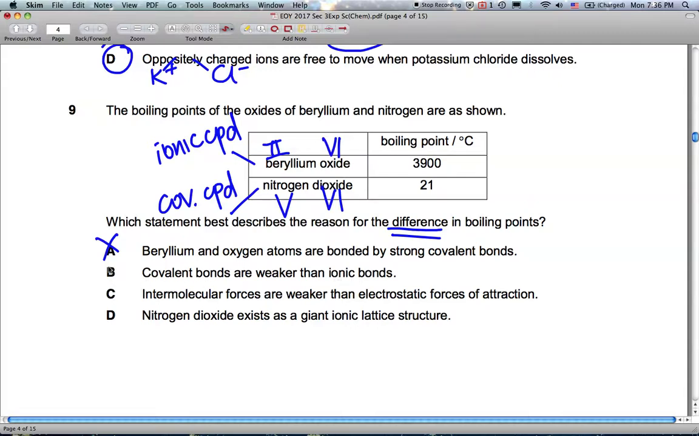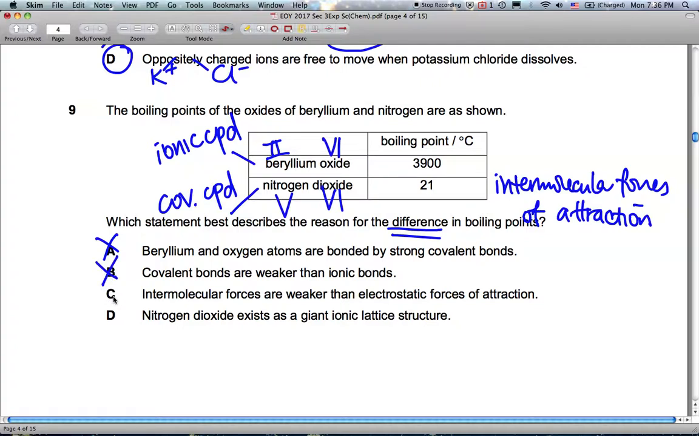A lot of you chose this option. But when we look at the boiling point, for ionic compounds, we are overcoming the strong electrostatic force of attraction. But for the covalent compounds, we are overcoming the intermolecular forces of attraction. We are not overcoming the strong covalent bonds. So option B is wrong.